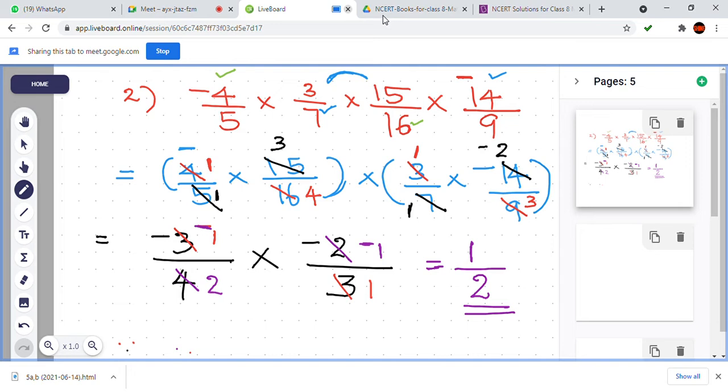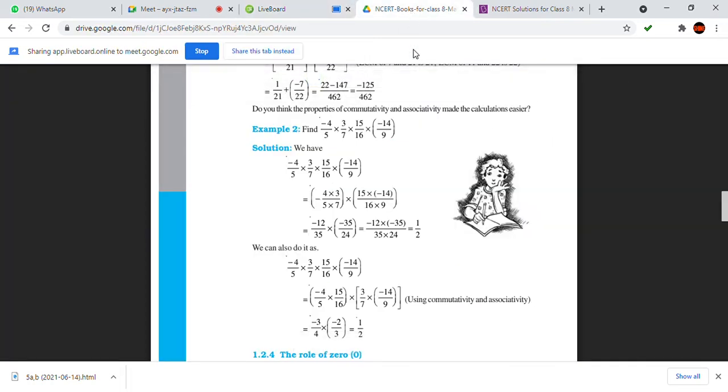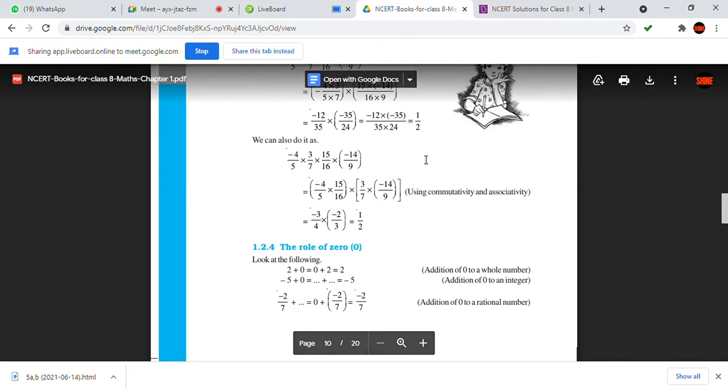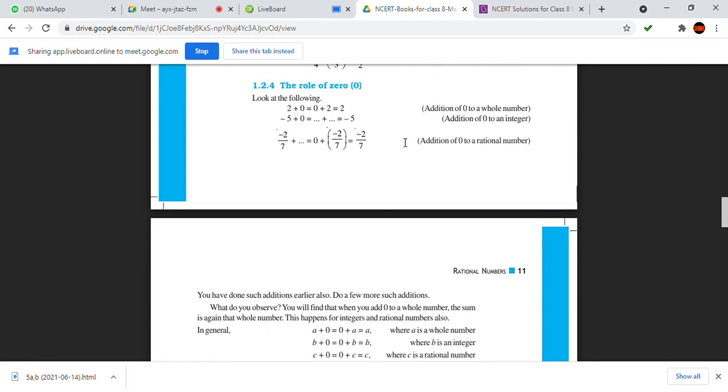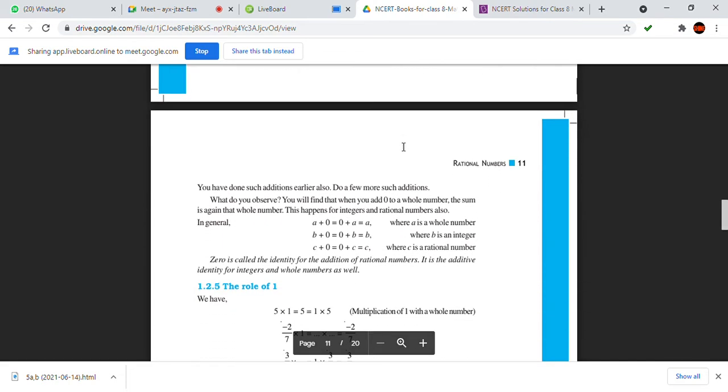Now we can move to the next one. Here two examples we completed. So now we can study some more. After that only we can do the exercise. So you know what is additive identity and multiplicative identity? Yes, miss. Okay, what is additive identity? 0. Why is 0 known as additive identity?